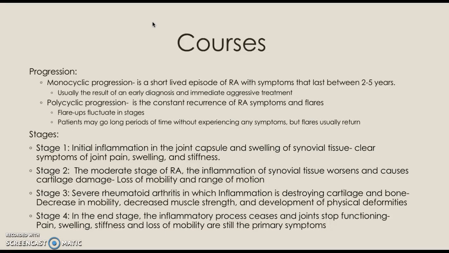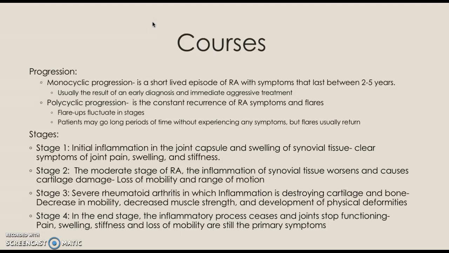The second progression is polycyclic progression, which is the constant recurrence of RA symptoms and flares. The flare-ups fluctuate in stages. Patients may go long periods of time without experiencing any symptoms, but the flares will usually return. There are 4 stages of RA.